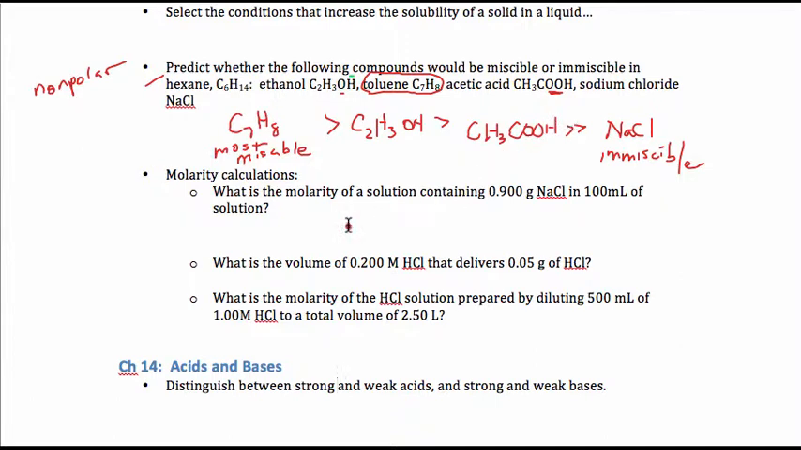Alright, let's wrap up with the last 3 problems, which are molarity problems. What is the molarity of a solution containing 0.9 grams of NaCl? Well, the molar mass of NaCl, it's 23 for sodium, 35.5 for chlorine. So you get 58.5 grams per mole for NaCl. So we have 0.9 grams of it. So if you take 0.9 grams and divide it by 58.5 grams per mole, you're going to see that you have 0.0154 moles of NaCl.